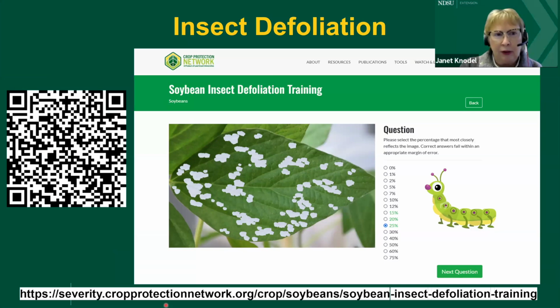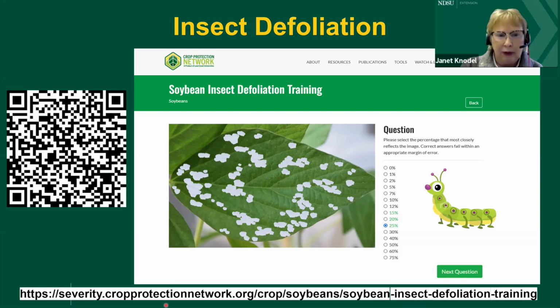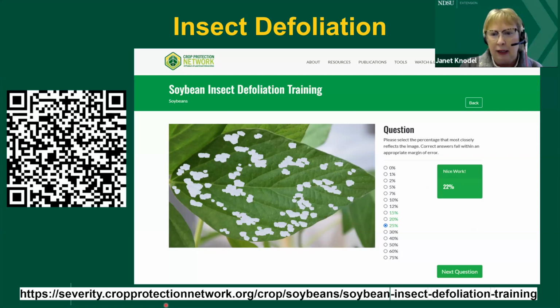And here is a tool from the Crop Protection Network, and you can use this tool to train your eye because it is difficult to estimate. They developed this computerized tool. So I guess 25% here. And then it tells you whether you did nice work or you need to go back and refresh your memory on what the defoliation looks like at different levels. It's a really good training tool.